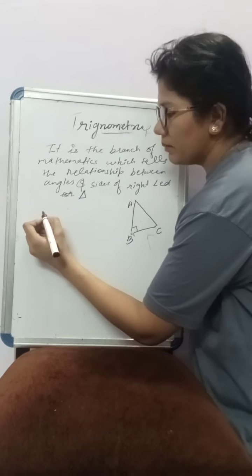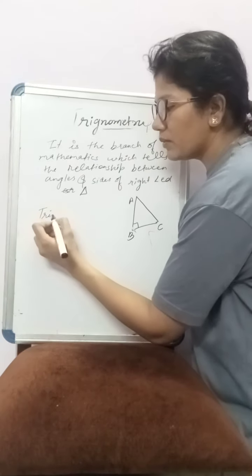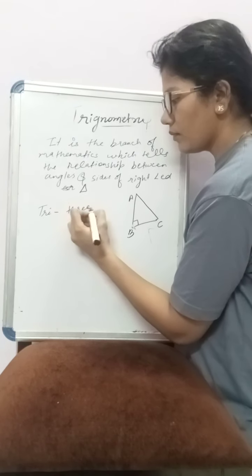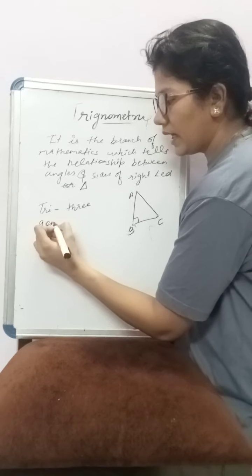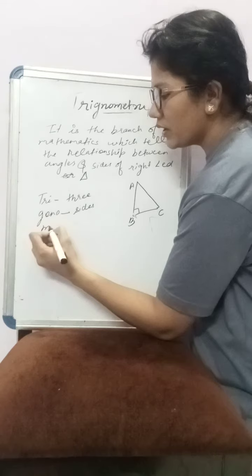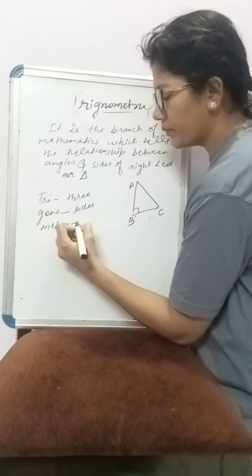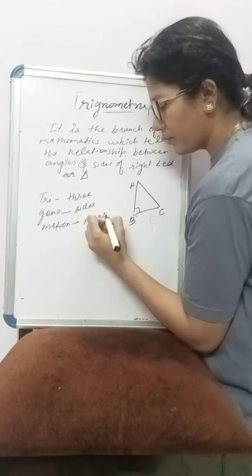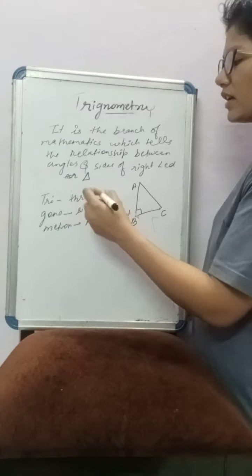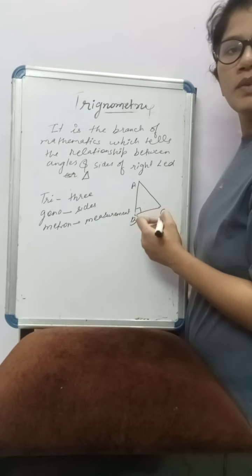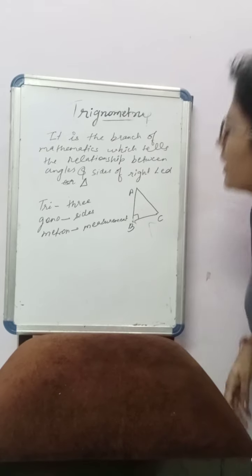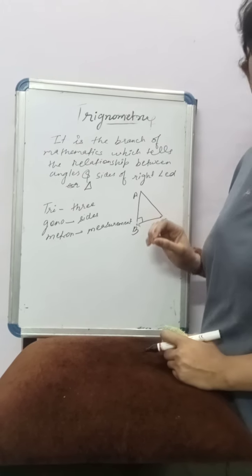Basically, the word trigonometry comes from the Greek, where tri means three, gon means sides, and metron means measurement. Basically, trigonometry tells about the three sides measurement relationship between triangles. Okay, let's start. Now, this is the basic introduction of trigonometry.